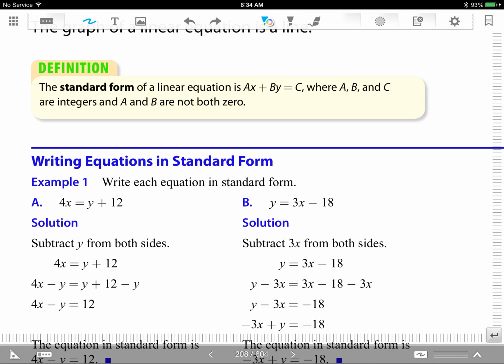The standard form of a linear equation is ax plus by equals c, where a, b, and c are integers and a and b are not both 0. Okay? Because if both were 0, you would have just 0 equals 0, and obviously nothing to work on. Definitely not a line, and definitely not a linear equation.